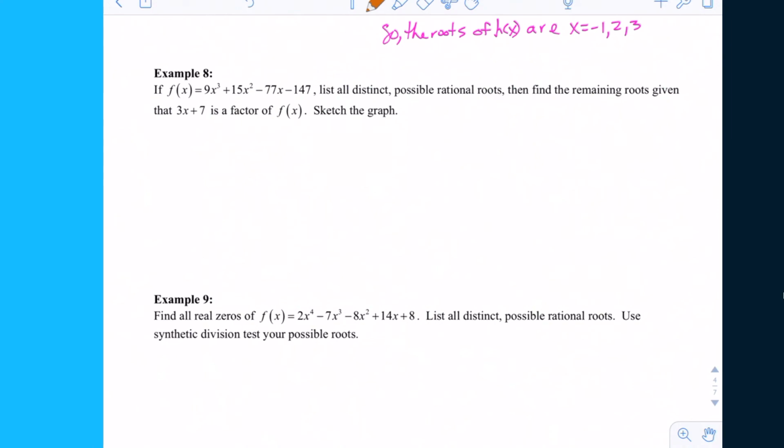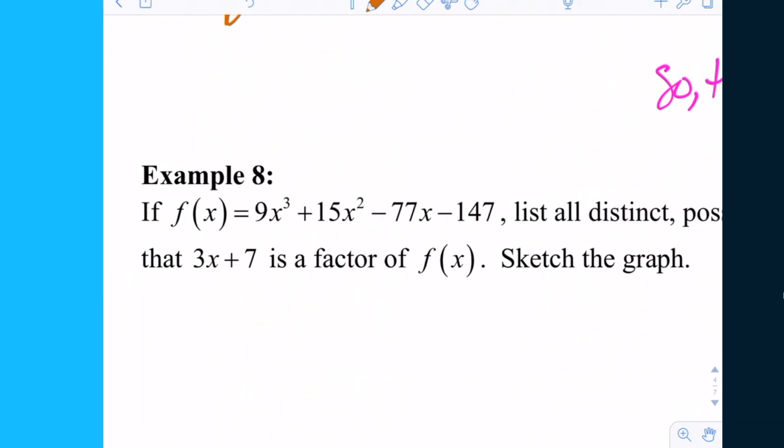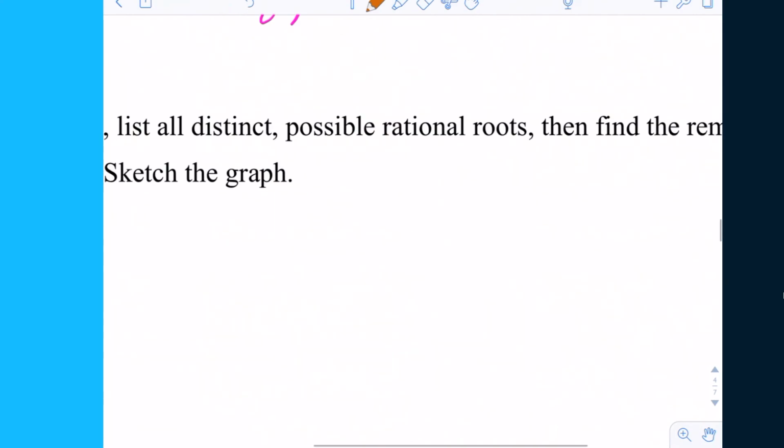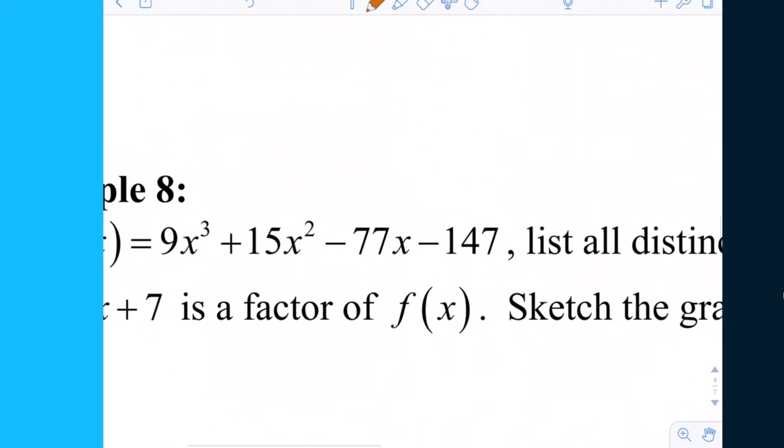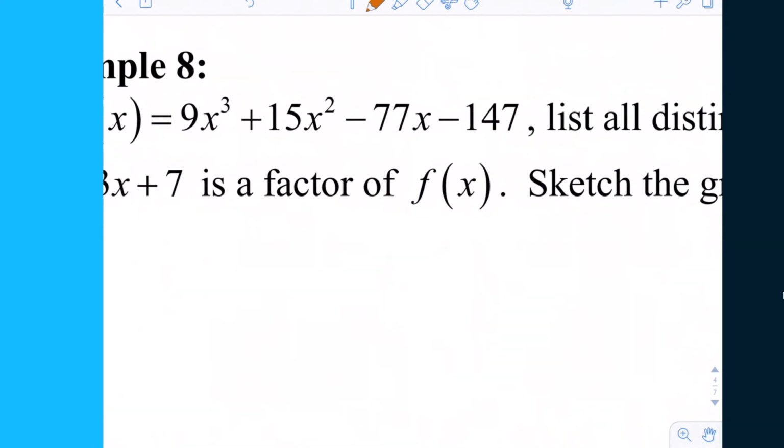Okay, so example 8. We got this right here. It's a cubic polynomial once again. Here we're going to list all the distinct possible rational roots, and then we're going to find the remaining roots given that 3x plus 7 is a factor. Then we're going to sketch the graph. Okay, listing the possible rational roots. It's going to be of the form P over Q, where P is a factor of what? 147. Over Q, a factor of 9.